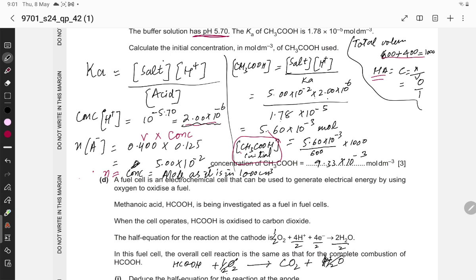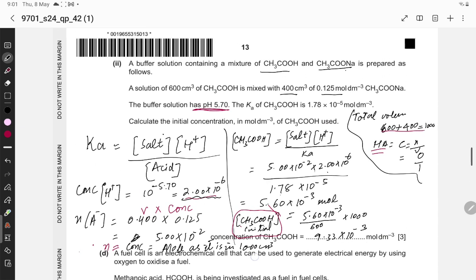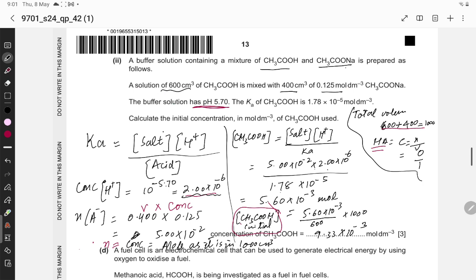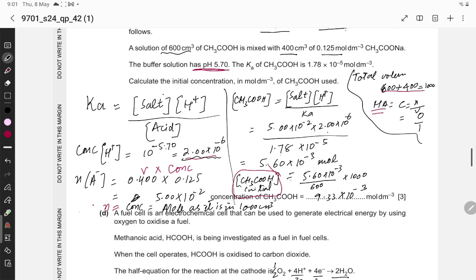So we know that the volume of acid is 600 cm cubed. The concentration of acid is calculated by using moles over volume into 1000. So this is the formula: moles over volume into 1000.